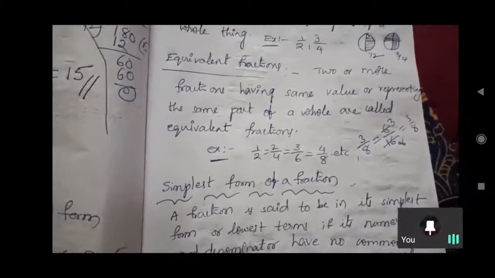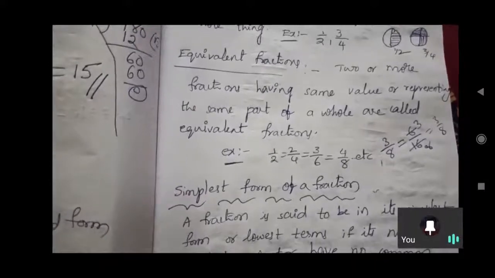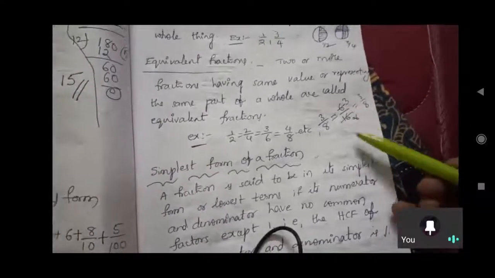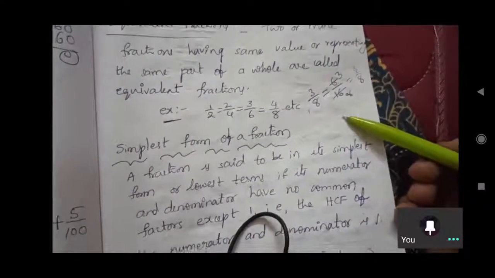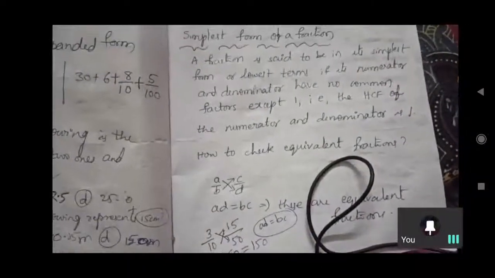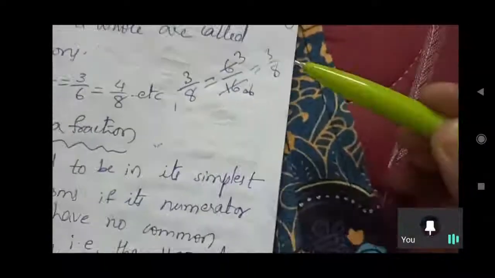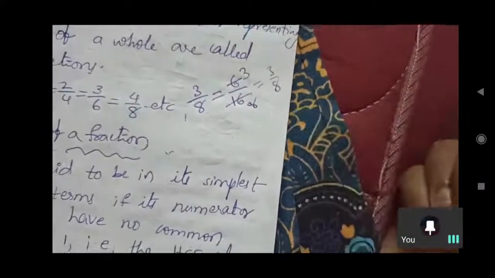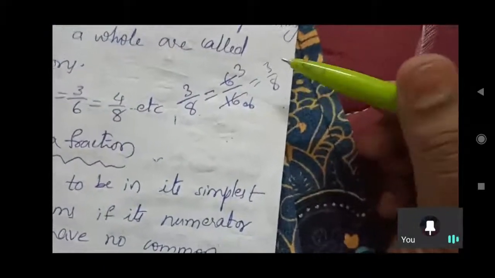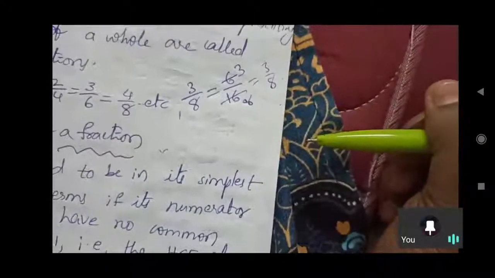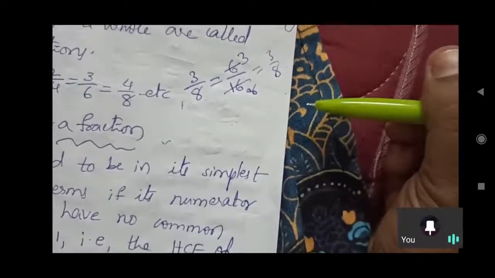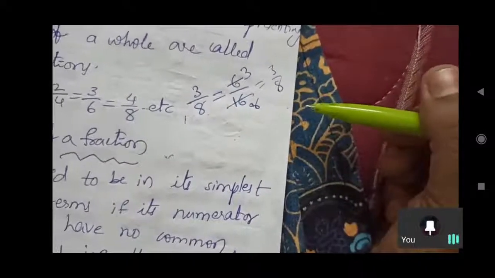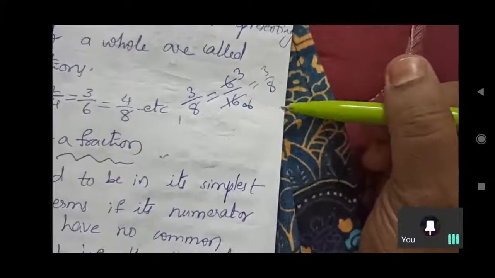So how can we identify whether fractions are equivalent or not? By simplifying. Simplifying means cancelling with the same factor. How can we identify whether it is in the simplest form or not? By finding the HCF. That is one method. If the HCF is 1, it is in the simplest form. If the HCF of the two numbers is not equal to 1 and is more than 1, then it is not in the simplest form.